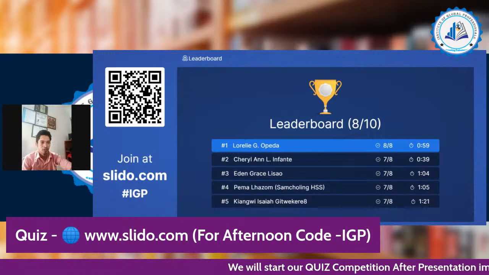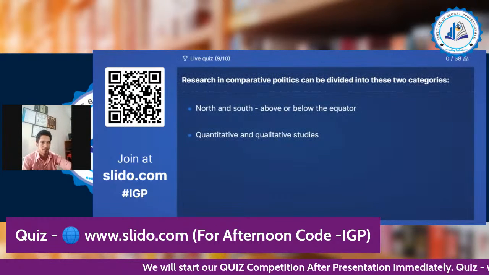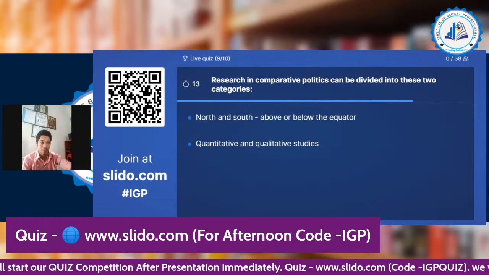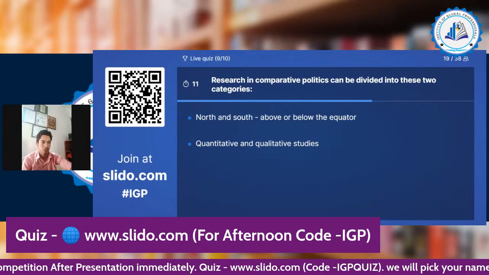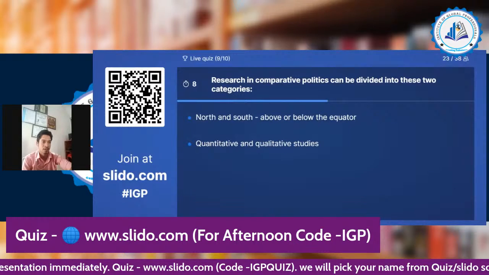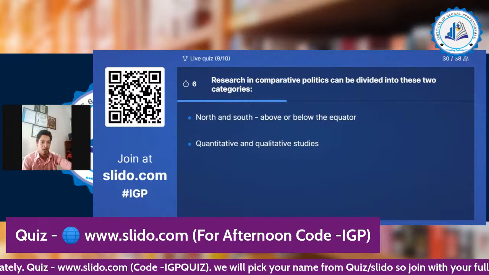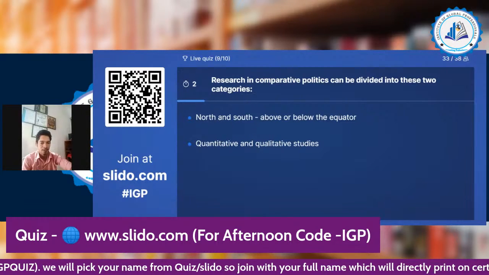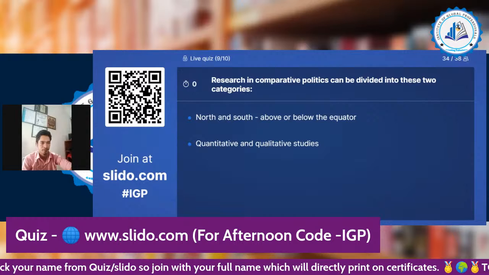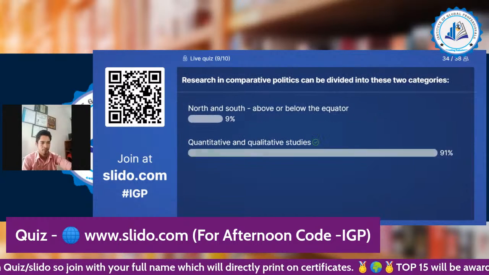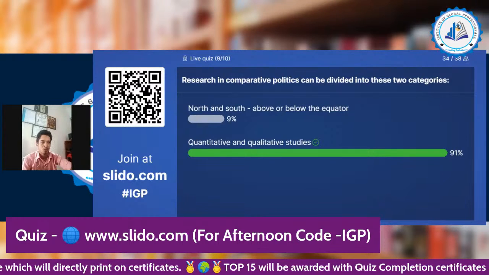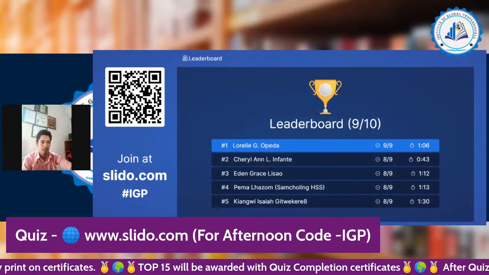The next question is, research in comparative politics can be divided into these two categories. Is it north and south, above or below the equator, or quantitative and qualitative studies? Option number two, quantitative and qualitative studies, is the right answer.